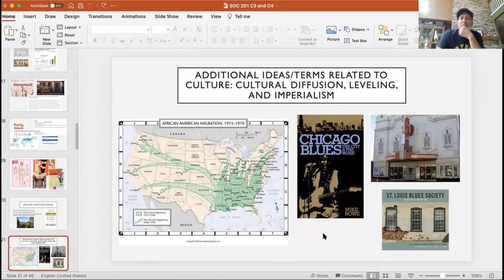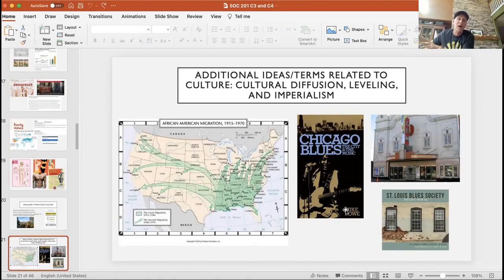Okay, here are some other ideas. Cultural diffusion is the process of spreading culture. The Great Migration, as historians call it, was the mass migration of African Americans out of the South during World War I and World War II. And with them they brought music. The blues: Chicago blues, St. Louis blues, Kansas City blues, each of those different communities had different blues. Folk music is always interesting. There's cultural diffusion with music.